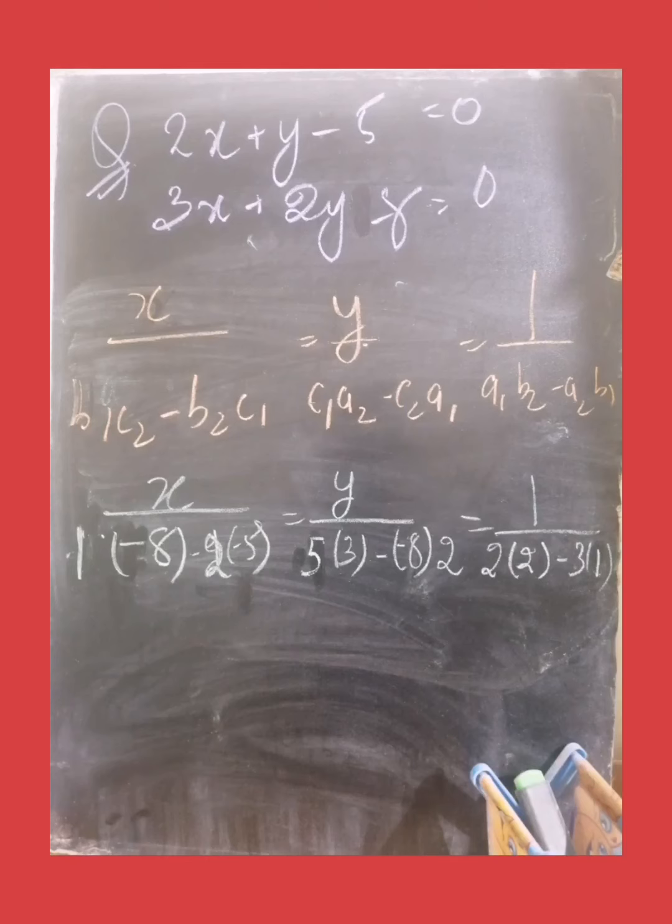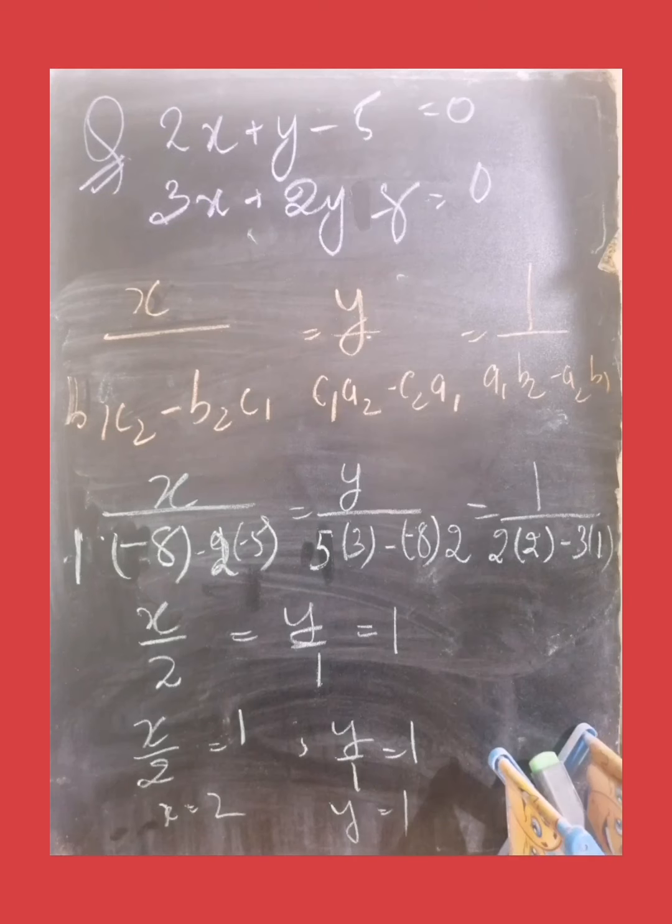Now I have taken all the values in the lower part. As you can see, x upon (1 × -8 - 2 × -5) = y upon (5 × 3 - 8 × 2) = 1 upon (2 × 2 - 3 × 1). Now after solving, I will get x upon 2 = y upon 1 = 1. So x upon 2 = 1 and y upon 1 = 1. Now after solving, I will get x = 2 and y = 1.